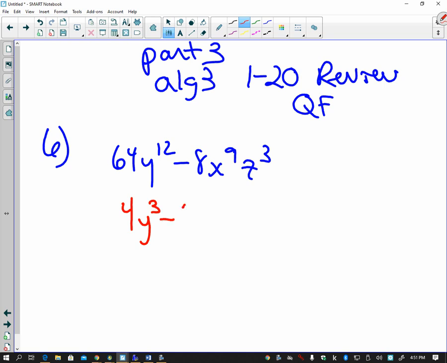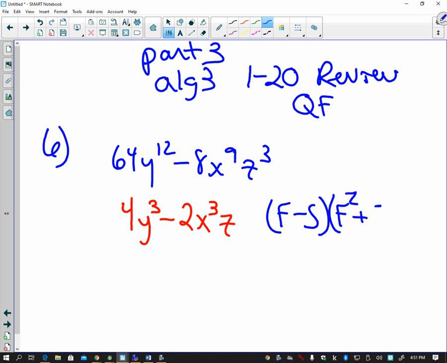Cube root of 8 is 2. Cube root of x to the 9th is x to the 3rd. And the cube root of z to the 3rd is z. Okay? So let's actually look at what our formula should be. It should be f minus s times f squared plus fs plus s squared. All of that has to be those operations.